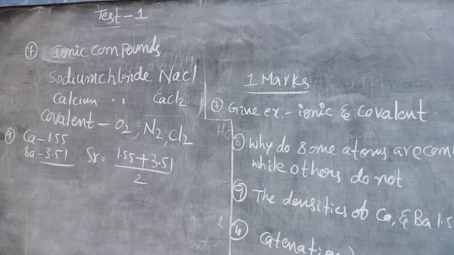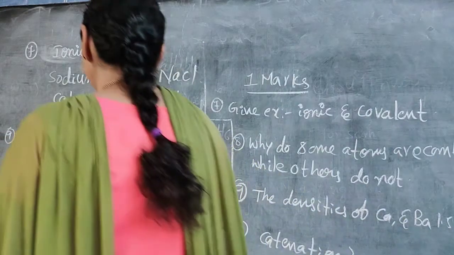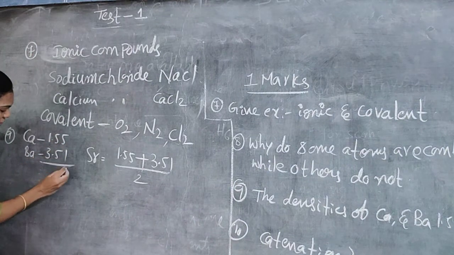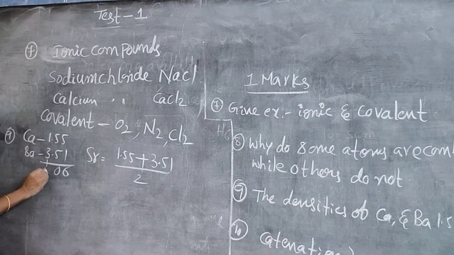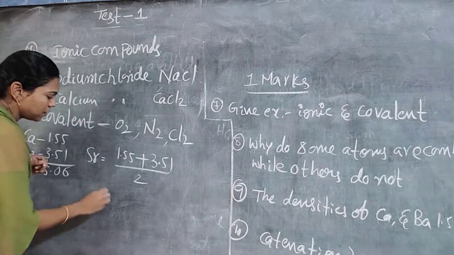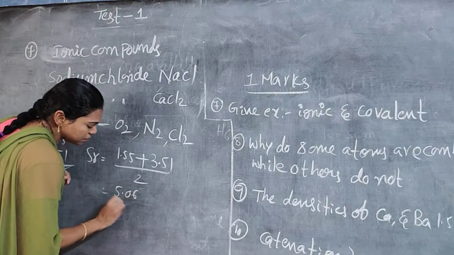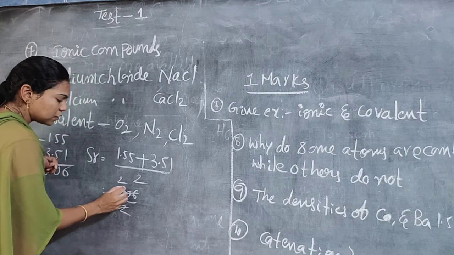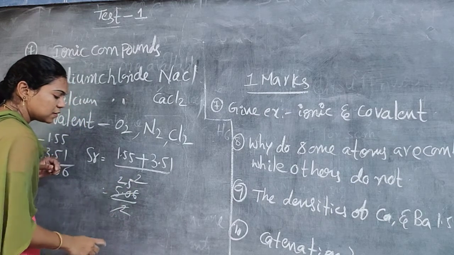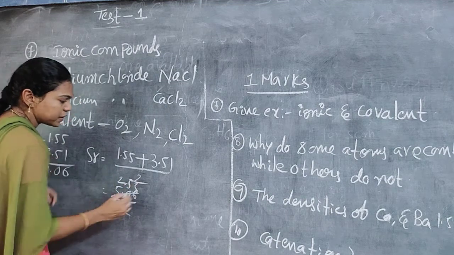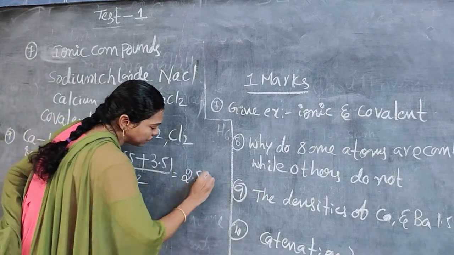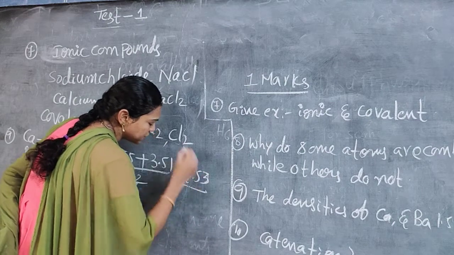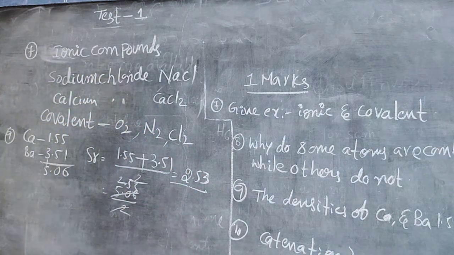Now see here: 1.55 plus 3.51 is 5.06. That is 5.06 by 2. Two 2s are 4, two 5s are 10, two 3s are 6. What is the value? 2.53. So the average density of strontium is 2.53.